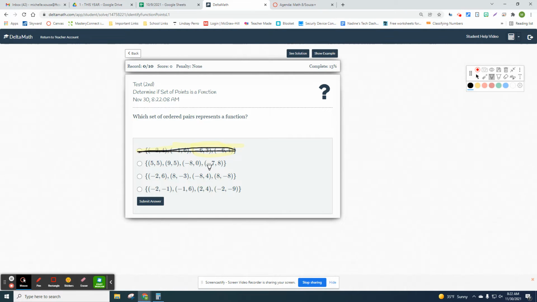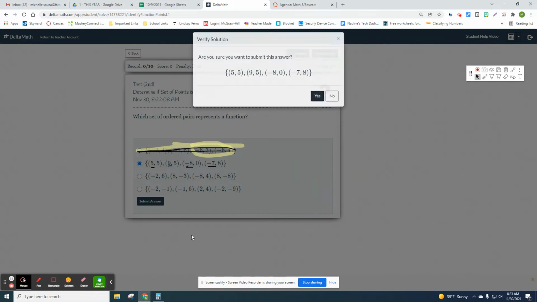5, 9, -8, -7. Okay, I'm literally just going through and looking at the x values, and if I see a repetitive x, that's when I will stop and look in more detail. So this one does not have a repeat x, so every input is different. So this one would be our answer.